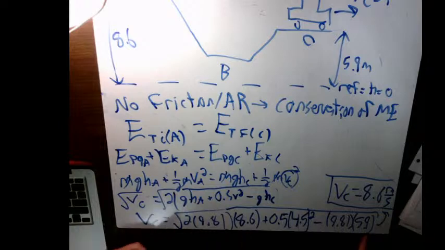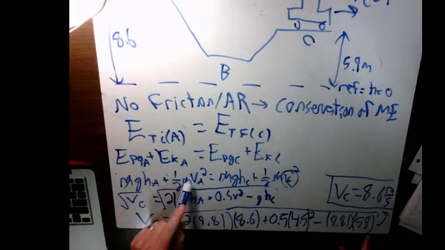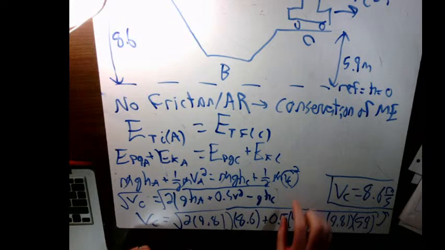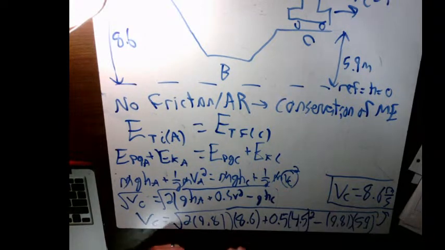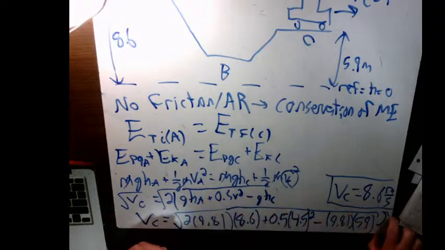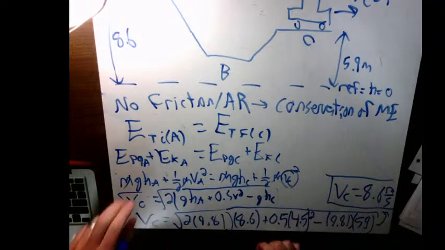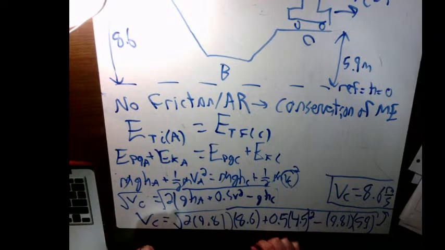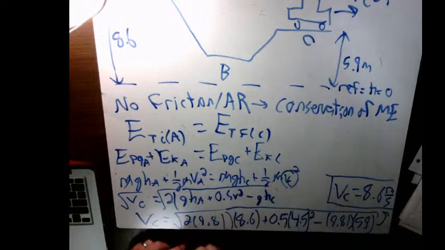One big long equation, or you could of course solve for each of those and isolate that at the very end. Depends what you like, if you like doing it all in one step or if you like breaking it into chunks. Both would be correct, both would get you 8.6 meters per second at point C.